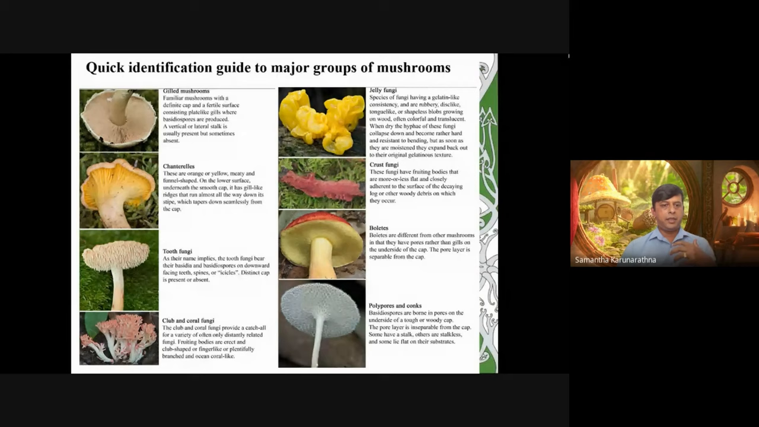And coral or club fungi, so they look like corals or clubs. So this group has mushrooms that look like this. And jelly fungi, so the mushrooms look like jelly. And crust fungi, so they usually grow on wood like a crust. And boletes, so with these mushrooms, you can see the pores underside. So this group has a lot of different genera. And polypores and conks, so these are hard mushrooms that grow on wood. Next slide, please.